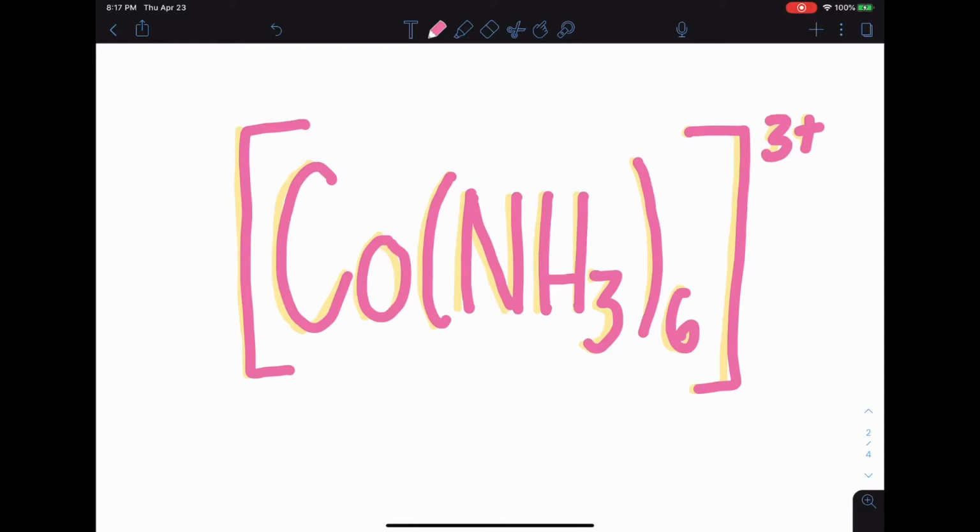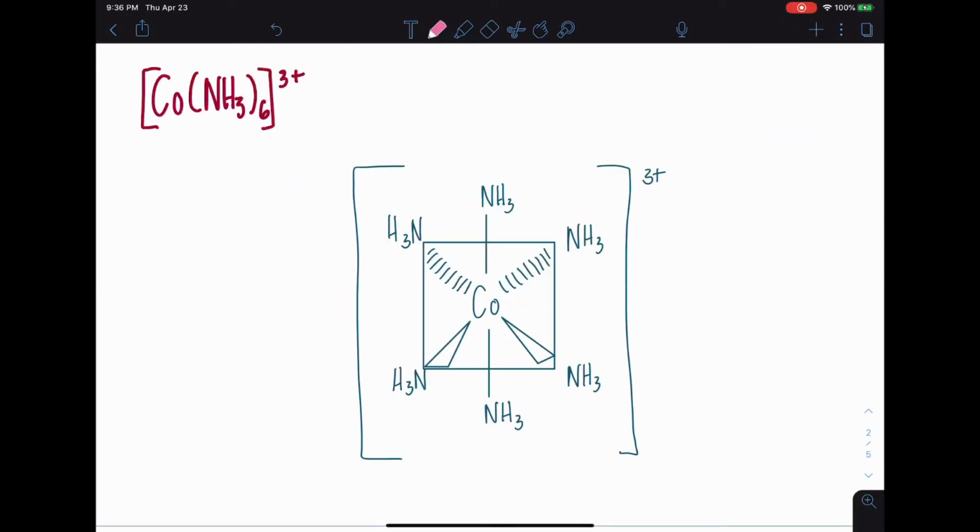Everyone, today we'll be looking at the cobalt complex with ammonia as a ligand. Our goal for this complex is to draw its valence bond theory diagram and its crystal field theory diagram. Before we start, we should figure out what type of shape this complex ion acquires. I have already drawn out the shape for the complex ion, which is an octahedral.